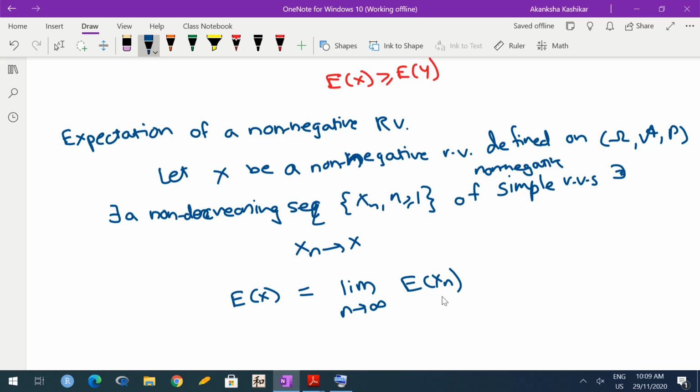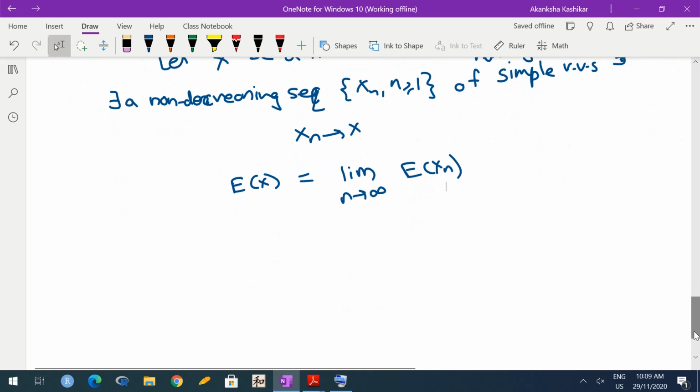Okay, because we already know now how to define expectation of xn for a simple random variable. Expected x can be defined as limit of this sequence. Now of course you might have started thinking, what is the guarantee that expectation exists? So whatever we proved just now would help us in proving the existence of expectation.